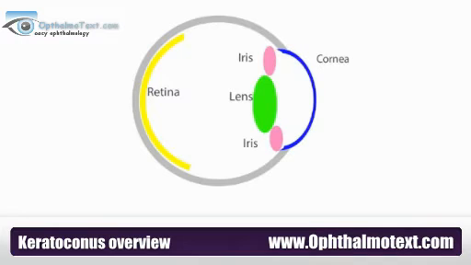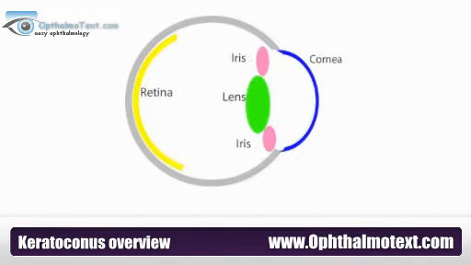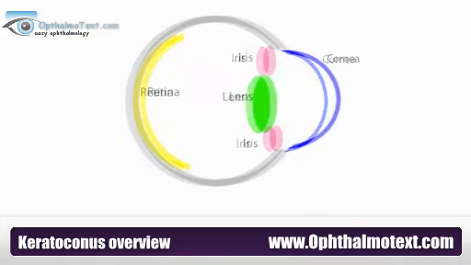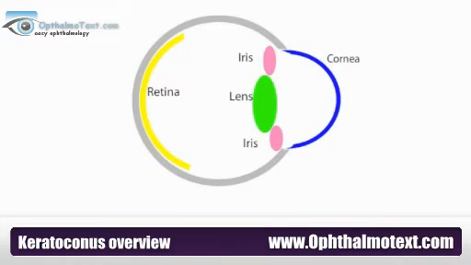Now, in people with keratoconus, the problem is actually with the cornea, the front part of the eye. And what happens in people with keratoconus is that the cornea becomes thin and then it bulges outwards, becoming progressively more distorted and bulging out into an irregular cone shape. What does that do to your vision?